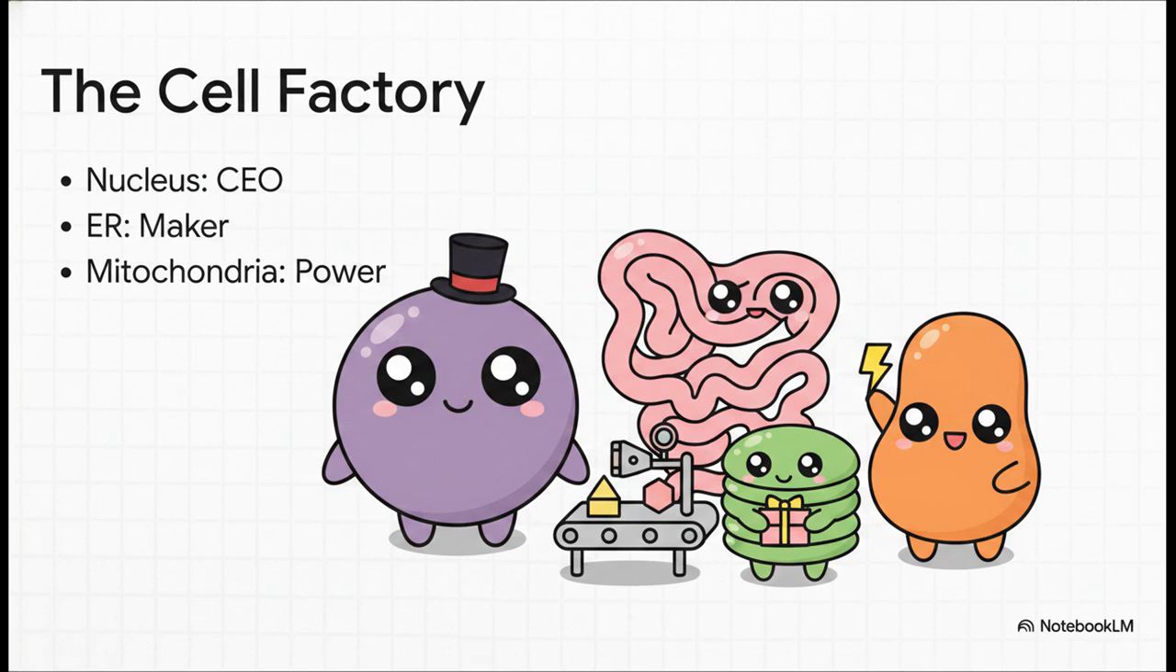First up, you have the CEO, the nucleus. Safely enclosed in a double-layered membrane, it holds your chromosomes and DNA. It's the master house of coded instructions directing every single cellular activity. Next, we have the manufacturing department, the endoplasmic reticulum, or ER for short. It's this vast spreading network.